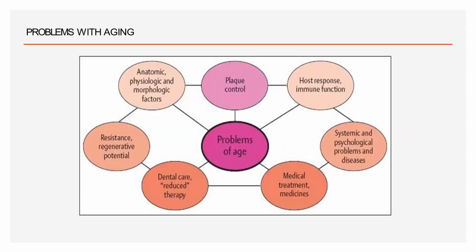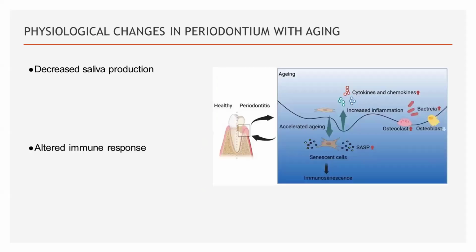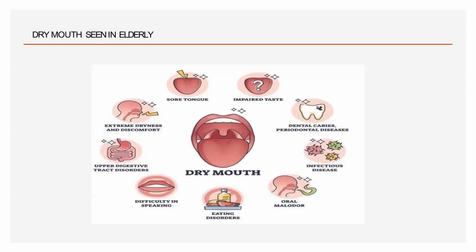So the problems which can be seen with aging are the anatomical, physiological, and morphological factors, plaque control, poor response of immune function, systemic and various psychological problems and diseases. The medication which the patient has been taking also impacts periodontal disease. Structural changes seen with aging are the loss of alveolar bone and changes in the gum tissue, and the physiological changes seen are decreased salivary production and altered immune response.